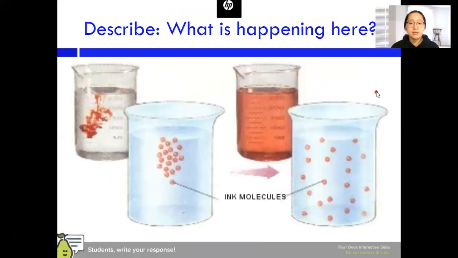So what is happening here? Well, this is an example of passive transport. So you're going to write your response in your own words. Okay, I'm going to ask that you describe what's happening. If you drop ink into a beaker of water, what's going to happen to the ink molecules after a little bit of time?